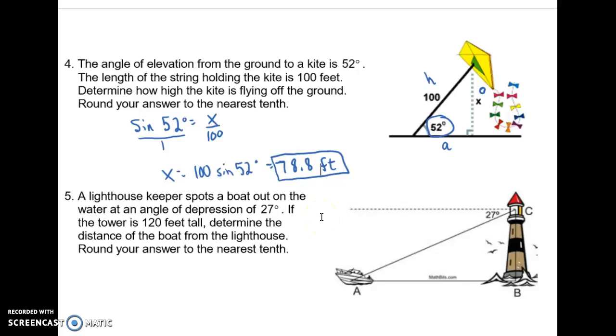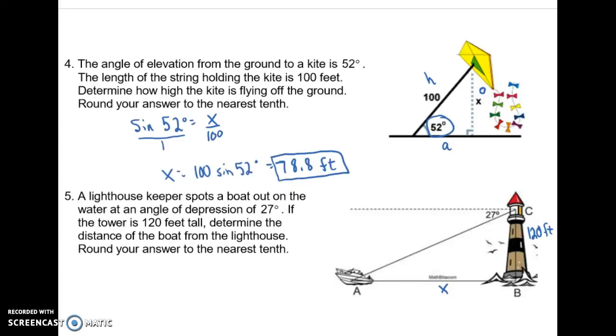On number 5, we have a lighthouse keeper spotting a boat out on the water at an angle of depression of 27 degrees. The tower is 120 feet tall, so I'm going to write that in there, 120 feet. Determine the distance of the boat from the lighthouse. So this is what we're trying to find.